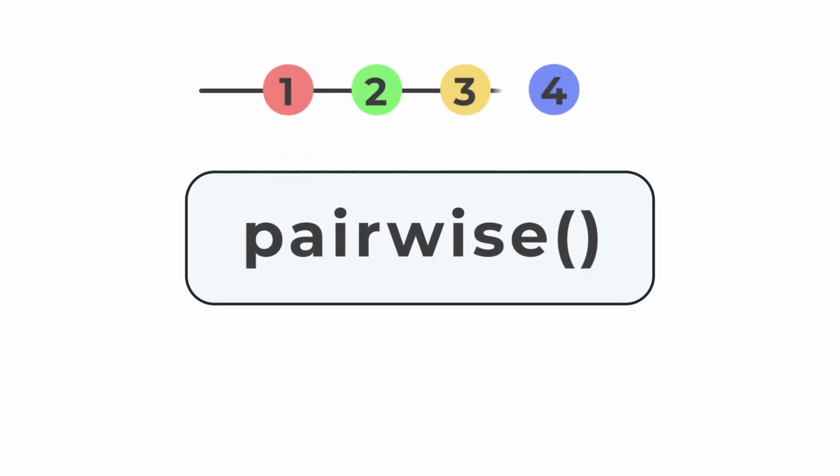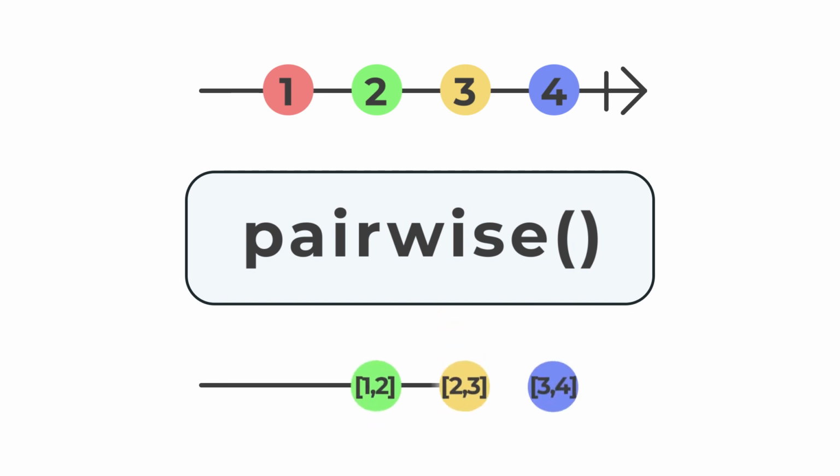Because pairwise calculates the difference between the current value and the previous value, it will not emit the first value from the source observable. It will emit pairs of values from the second source value onwards.